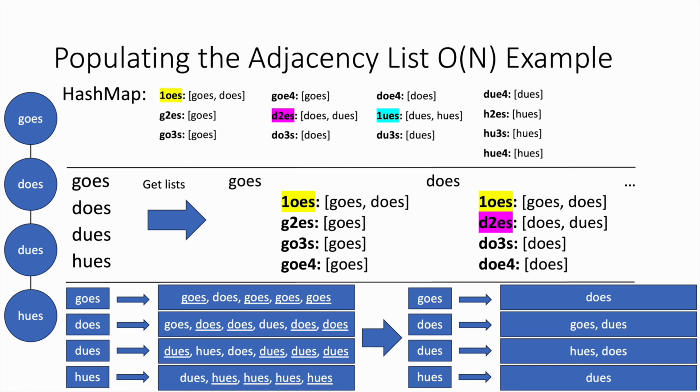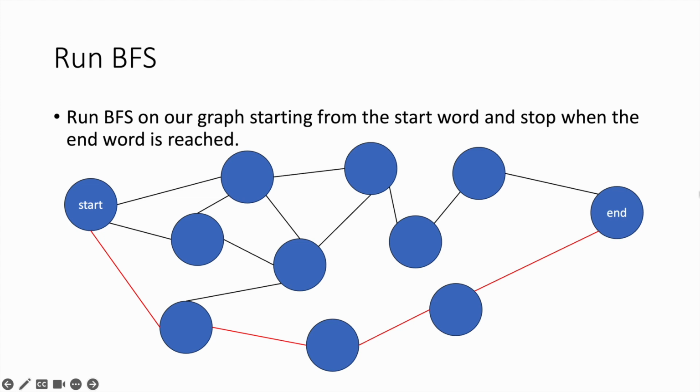Now that we have our hash map populated, we can begin to populate the adjacency list. So for each word in our word list, we again break it up into four parts. Using those four parts as our keys, we get each of the four corresponding lists from the hash map. Then we can map each original word to the combination of those four lists. And note that each list has repeating words of itself, but with them removed, it is the adjacency list. And the last thing to do is just run BFS on our graph from the start word and stop when the end word is reached.